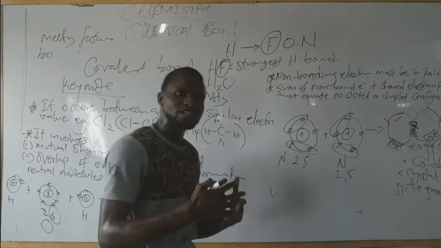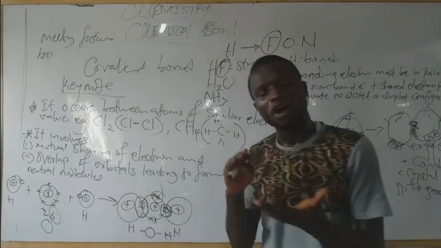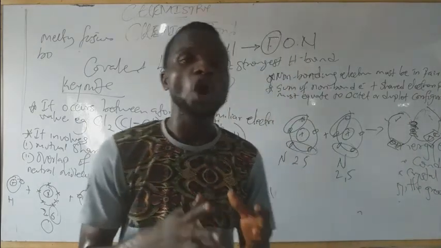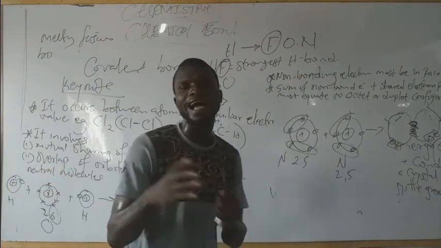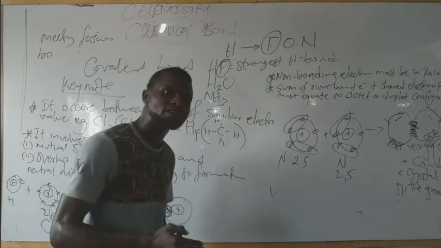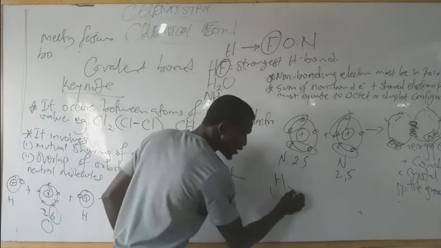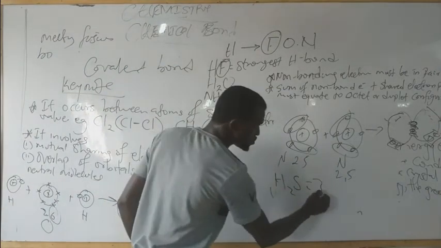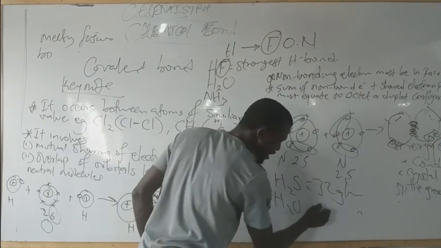And what is the significance of hydrogen bond? It accounts for the unusually high melting point and boiling point of substances containing it. For example, there's a rule in chemistry that says the higher the molar mass, the higher the melting point and boiling point. But it has been observed that some compounds defiantly disobey such rules. For example, look at hydrogen sulfide. Hydrogen sulfide has a molar mass of 32 grams per mole. Then water has a molar mass of 18 grams per mole.